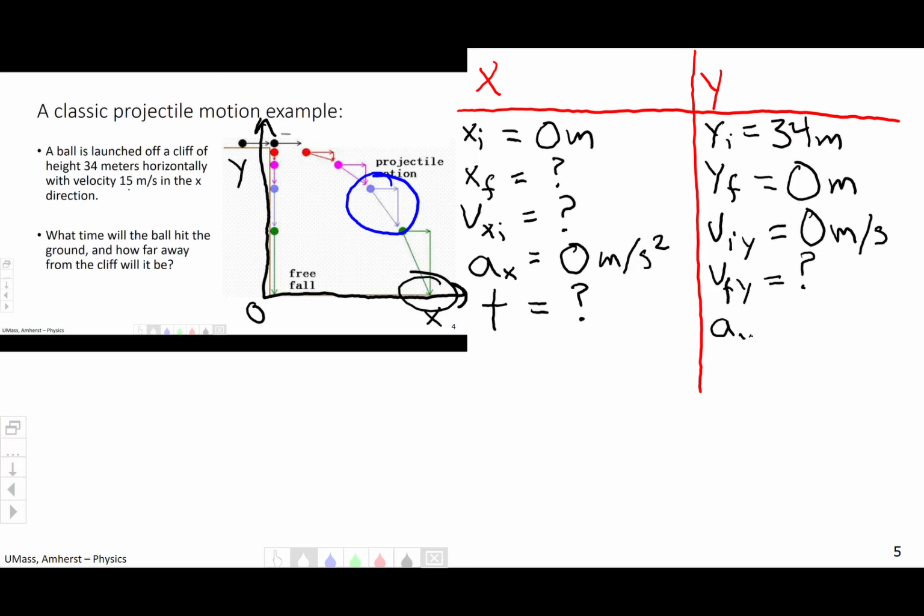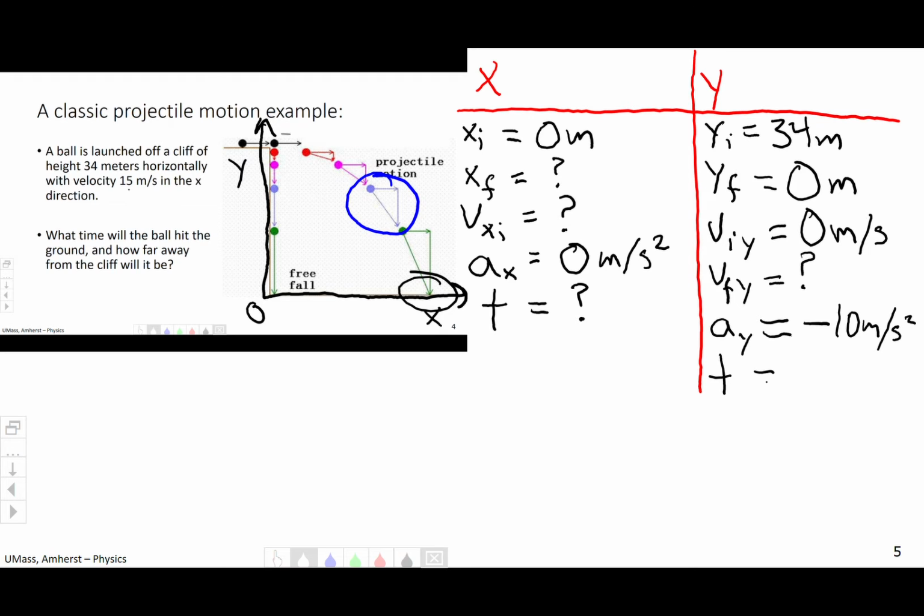How about the acceleration in the y direction? Well, we just saw in our free body diagram that we had the force of gravity, and we know that the acceleration due to gravity is g, which is negative 10 meters per second squared. We have to make sure that we use the negative acceleration because it's in the negative y direction. So we're going to use negative 10 meters per second squared.